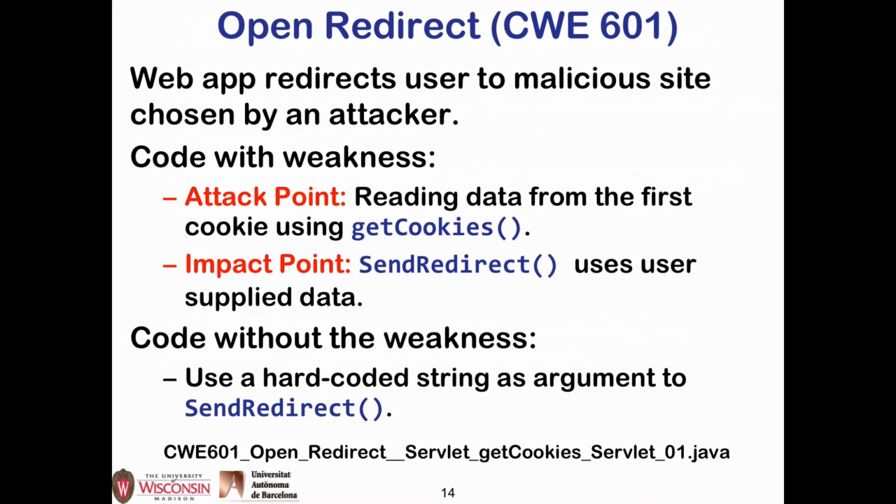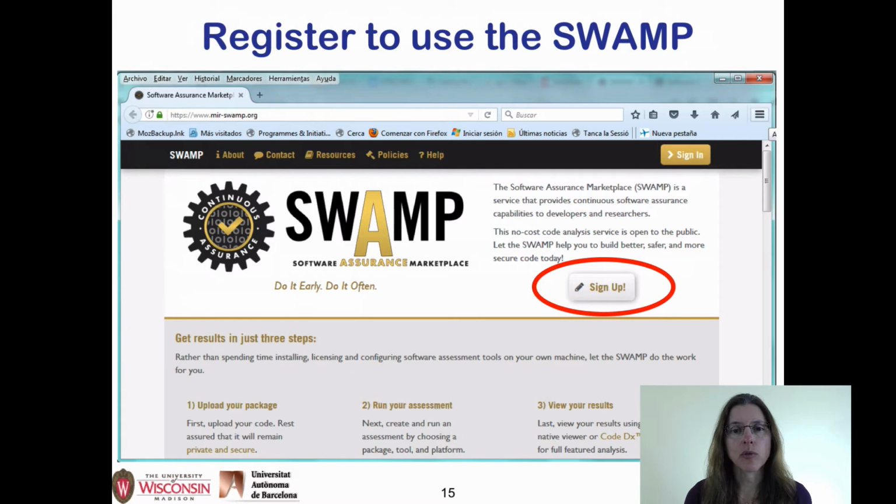One way to mitigate this vulnerability is to use a hard-coded string for the sendRedirect method. Obviously, this is not always possible. If you can't use a hard-coded string, another way of dealing with this weakness will be to use a whitelist of trusted URLs. In other words, only allow the server to redirect a request to a predetermined and safe set of web servers. So, we are now ready to use the SWAMP.